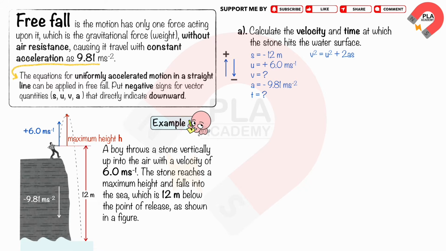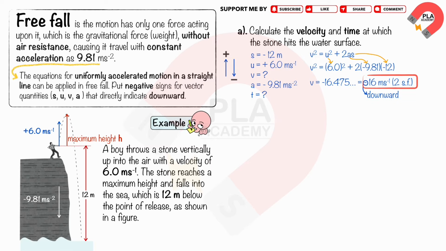We use the equation v squared equals u squared plus 2as to find the final velocity v. We substitute u equals 6, a equals negative 9.81 and s equals negative 12. We get v equals negative 16 meters per second to two significant figures. The negative sign indicates that it's downward.